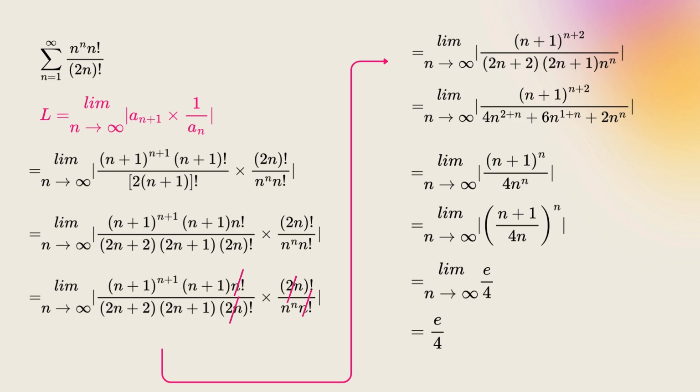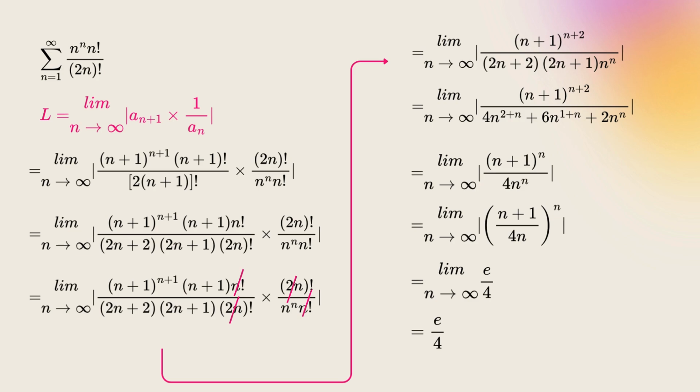And now we're going to use the ratio test. So we're going to break it down piece by piece. The n plus 1 factorial will be equal to n plus 1 multiplied by n factorial. And then the quantity 2n plus 2 factorial will be equal to quantity 2n plus 2 times quantity 2n plus 1 times quantity 2n factorial. And then we're going to substitute them and then cancel the n factorial and the 2n factorial.